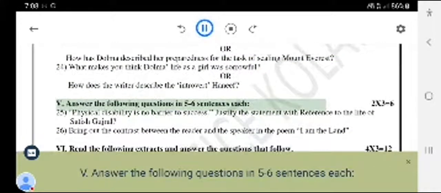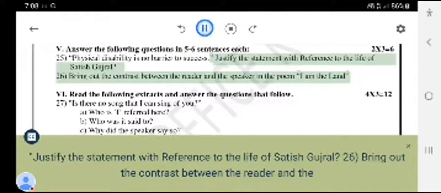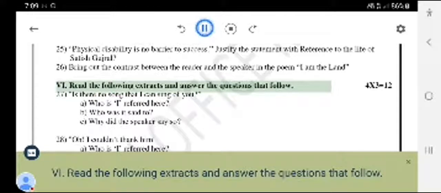V. Answer the following questions in 5 to 6 sentences each. 2x3 equals 6. 25. Physical disability is no barrier to success. Justify the statement with reference to the life of Satish Gujral. 26. Bring out the contrast between the reader and the speaker in the poem, I Am the Land. VI. Read the following extracts and answer the questions that follow.